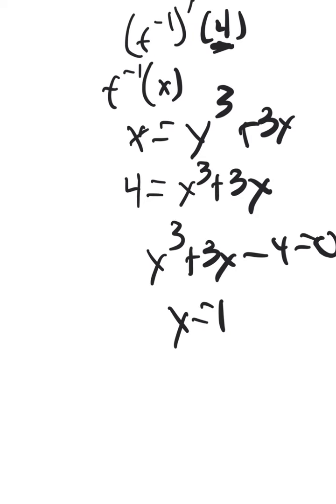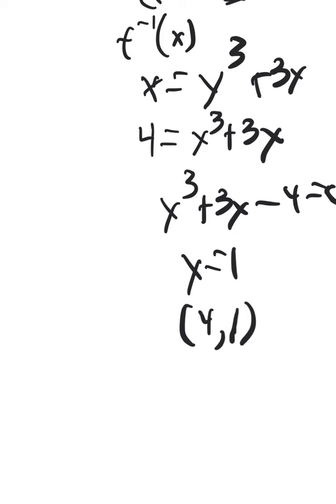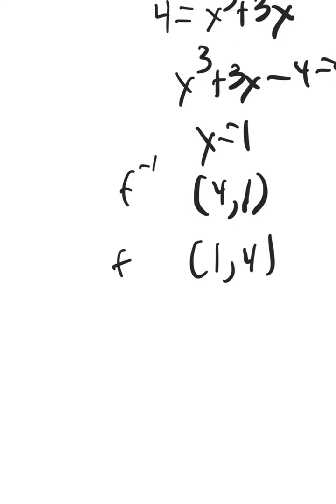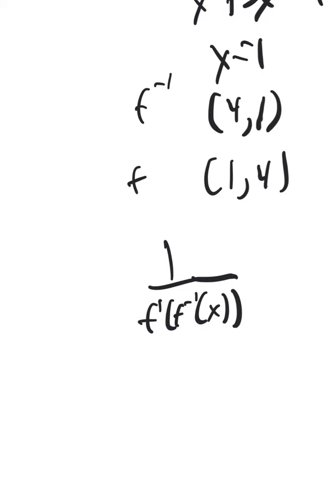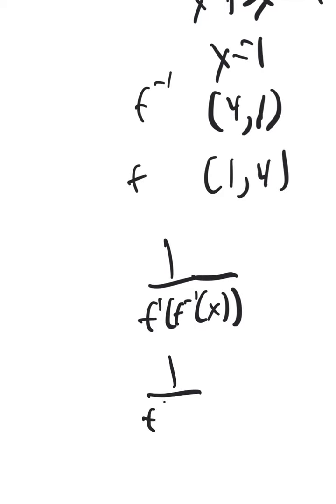And if we remember about inverse functions, if we have the point 4, 1 on our inverse function, then the point on our original function is just going to be flipping the x and y values, so it'll be 1, 4. So this is f negative 1, and this is f. Now if we go back to our formula, we have 1 over f prime of f negative 1 of x. We can make that 1 over f prime of f negative 1 of 4, which is 1, as we can see over there.